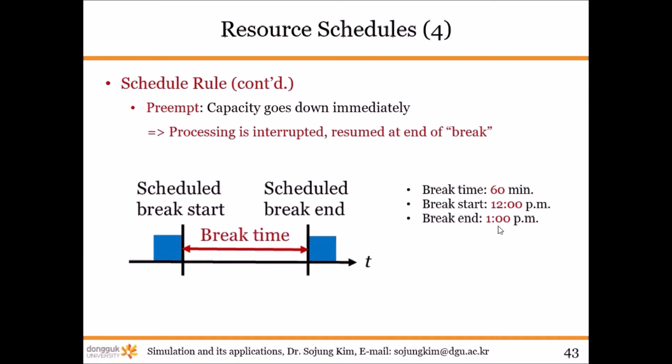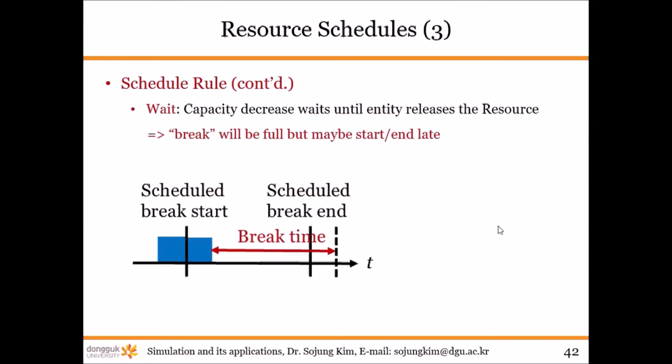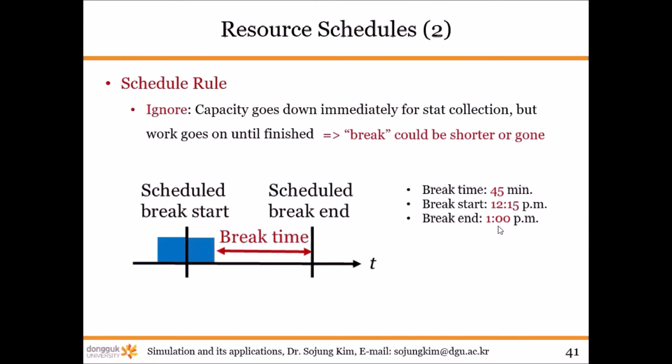And good for the employee, okay? Because you can take a lunch break at noon. Doesn't matter whether you have a work to do or not right now, right? So this rule is good for employee. And the other two rules, especially the ignore rule, is miserable for employee, right? The employer will be very happy with this rule, okay?